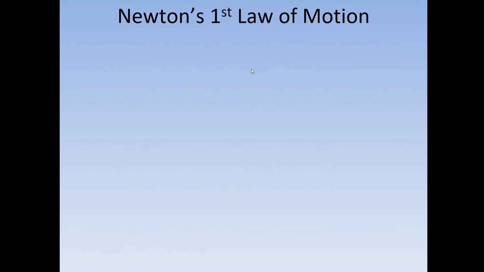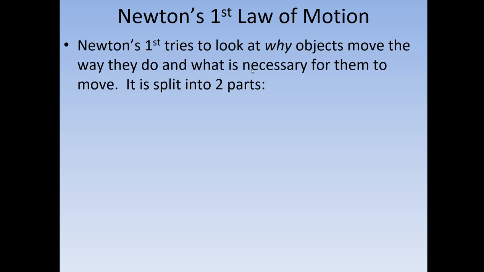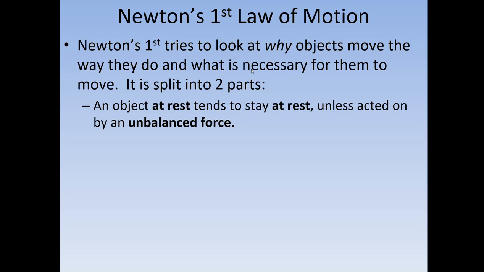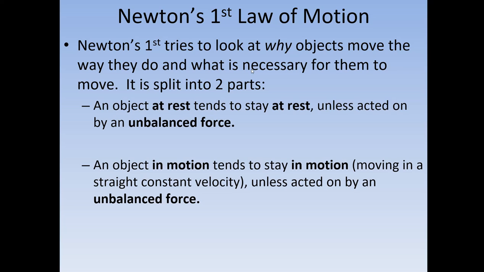All right, so the first law, like I said, all three of these laws you've learned at some point. The first law is very straightforward. It starts off with discussing why objects actually move, and what is necessary in order for them to do it. Now, it's split into two different parts. The first part says an object at rest tends to stay at rest unless acted upon by an unbalanced force. And the second part is an object in motion tends to stay in motion, moving in a straight line at constant velocity unless acted upon by an unbalanced force.